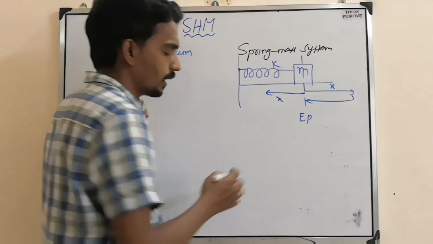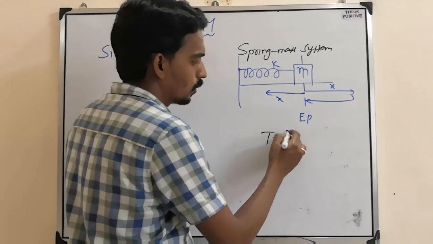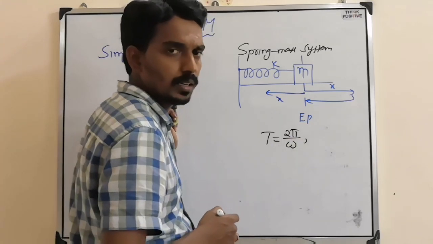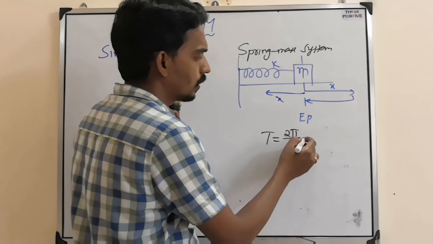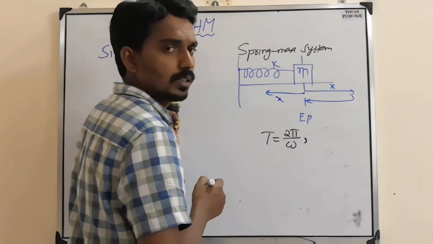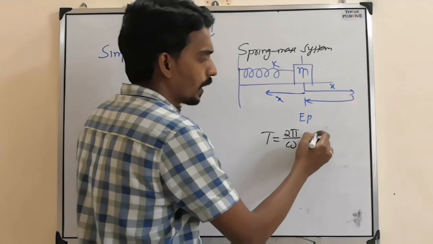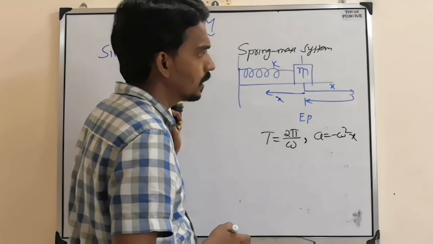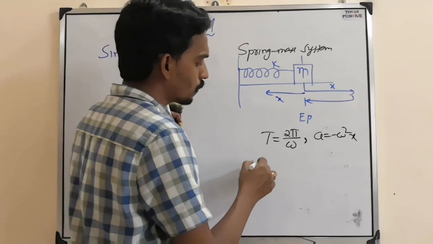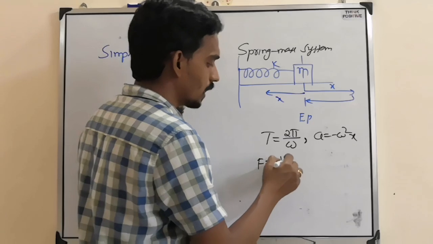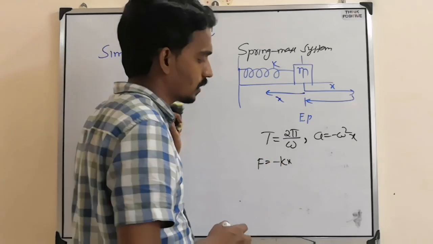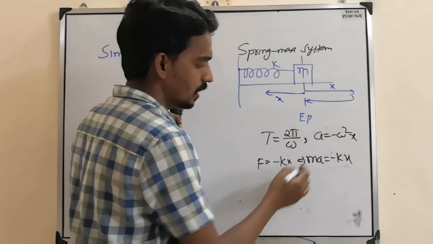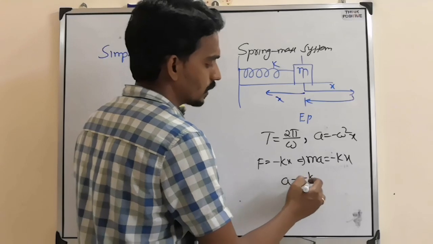So to find the time period, T equals 2 pi by omega. But we want to find omega. So to find omega, now what do we require? As I said, you need to find the acceleration equation, which is like minus omega square x. Then here, what is the restoring force? First you have to look at that. That is minus kx, where k is what? Spring constant. Then if you write force as mass into acceleration, minus kx, then a equals minus k by m into x.